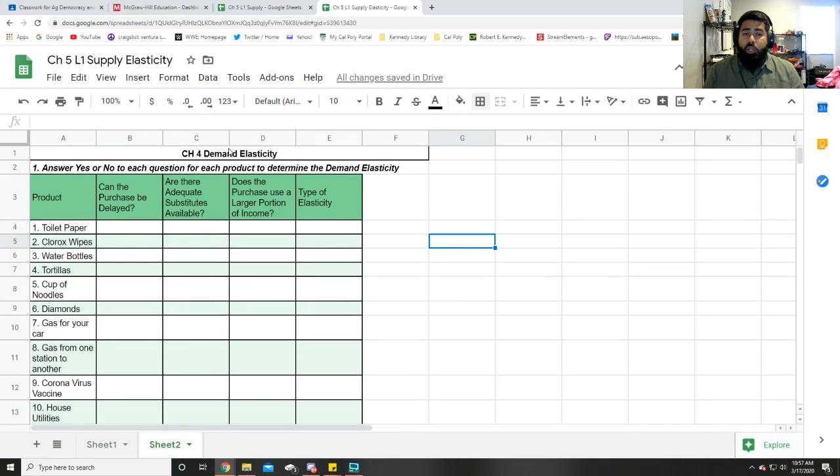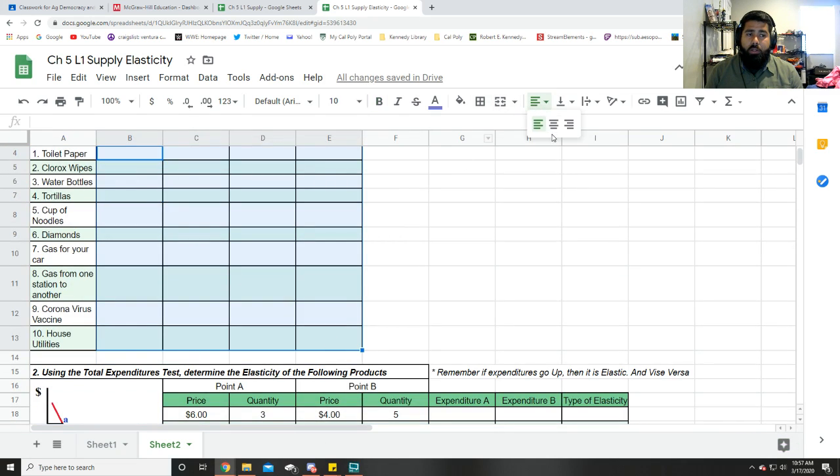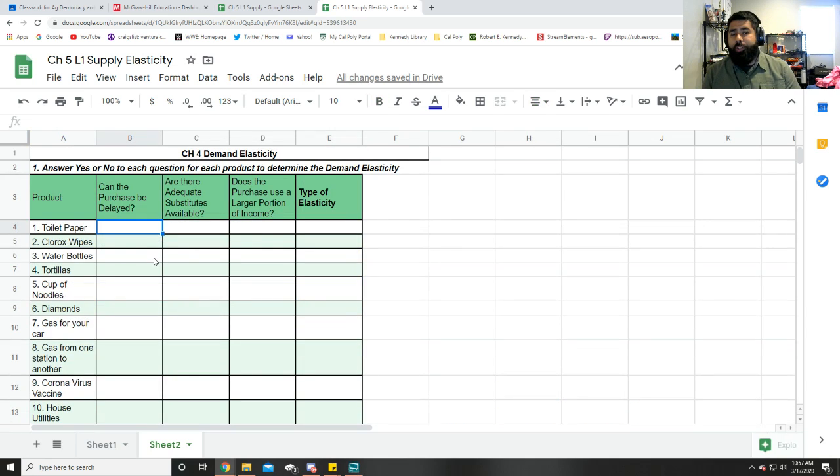Now we're going to go over to sheet 2. We're going to take a step back to chapter 4, demand elasticity, just to refresh you guys about demand elasticity. Remember that for each of these products, you can ask yourself 3 questions, and that will give you this answer over here, what type of elasticity this product has. Let me make sure this is all centered. I like to format that. Okay, perfect. For each of these products, you ask yourself these 3 questions and answer yes or no, and the yes or no answers will help you identify whether it's elastic or inelastic. Remember, I think when more questions equal yes, that means it is an elastic demand, and if it is no, that means it is an inelastic demand.